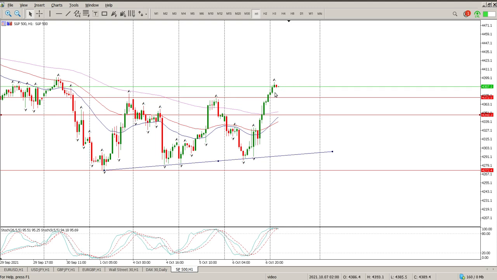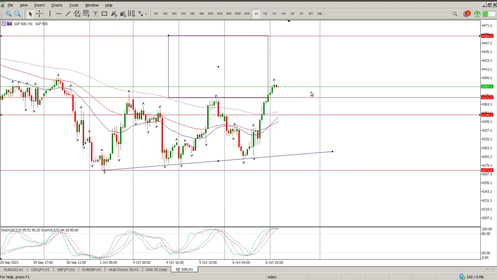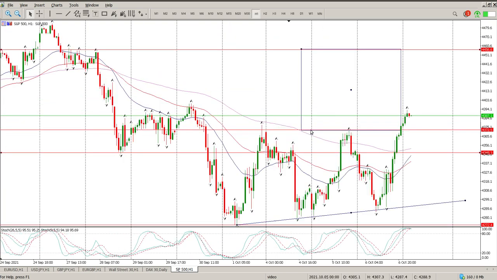It's definitely, in my view anyway, we were looking for a pullback and to form a base, and then we're looking for a move up. The first real target I'm looking at is this double bottom, and that takes us up to 44.56. Maybe not in one go, but definitely in a couple of goes. So that's the view that I've got.